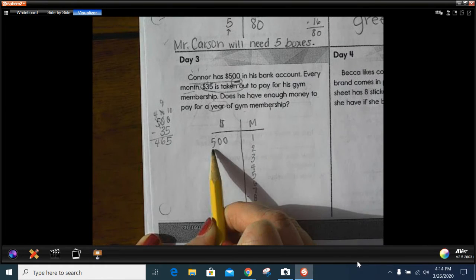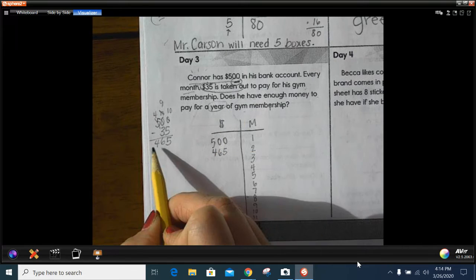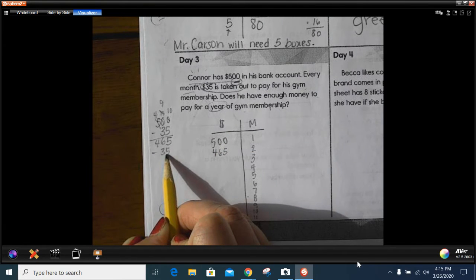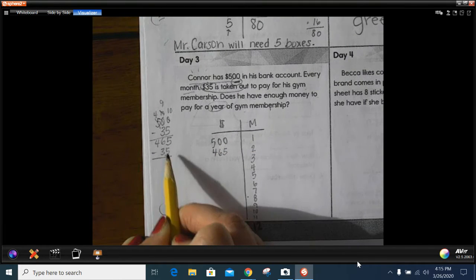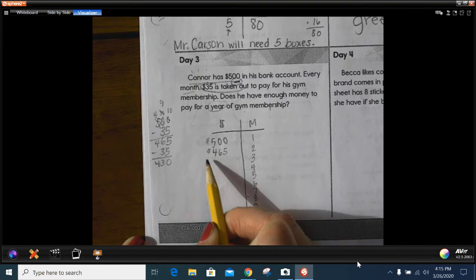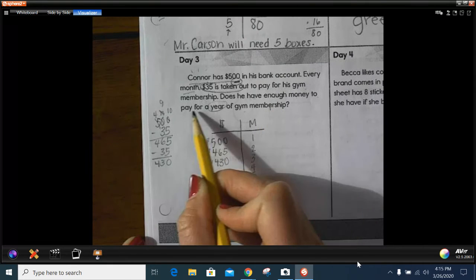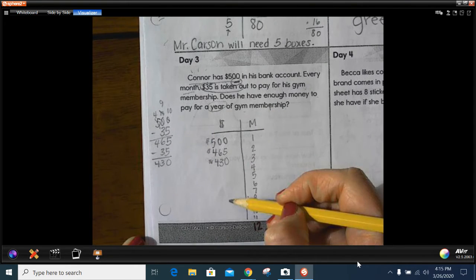Okay, so in month 2, we'll have $465 minus another 35. If you keep it all nice and lined up like this, you don't have to rewrite every single time. You can just keep subtracting. Okay, so what we want to know is if he has enough money to pay for a whole entire year. So we have to keep just going on down.